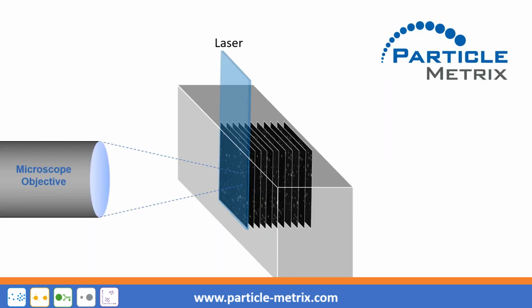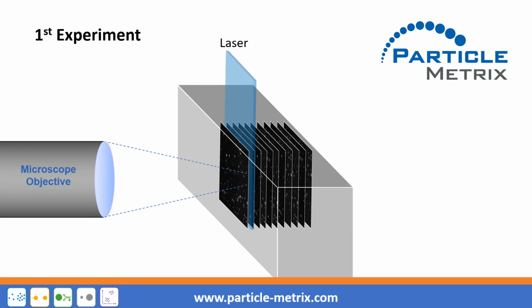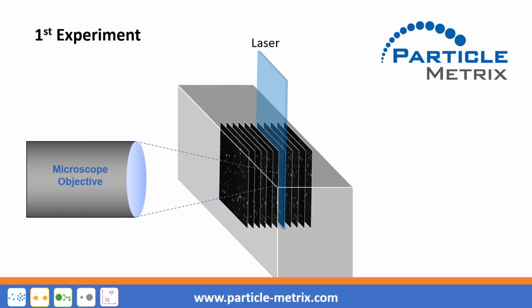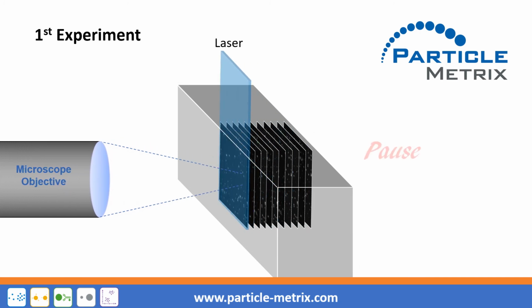Again, in this example, the ZetaView device performs 3 independent experiments. Just before starting the first experiment, the pump moves potentially bleached particles of the sample out of the field of view and new unbleached particles into the field of view. In this example, the dispensed sample volume is 30 microliters. In each experiment, the instrument measures our sample in each of the 11 positions and the device pauses for half a minute between each experiment.